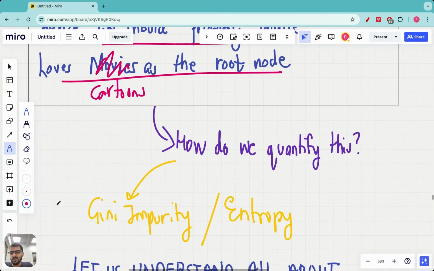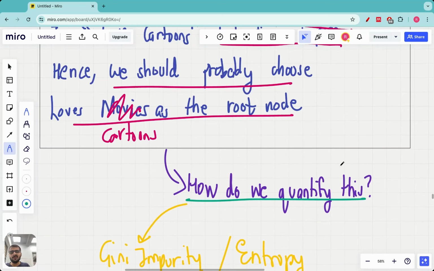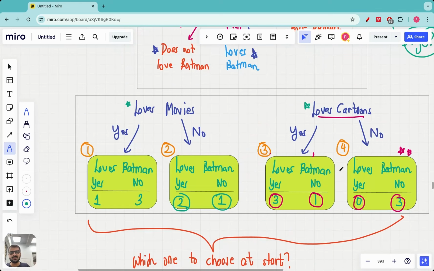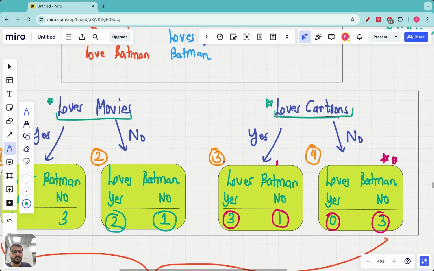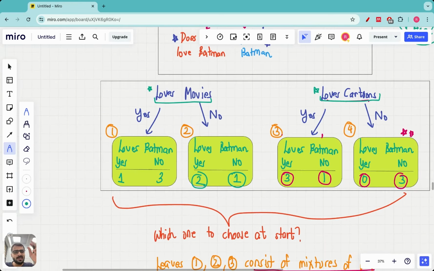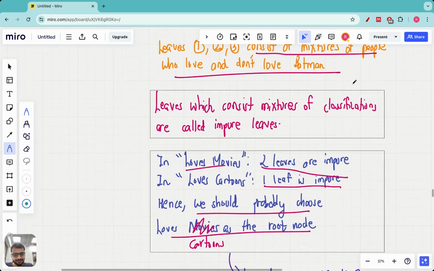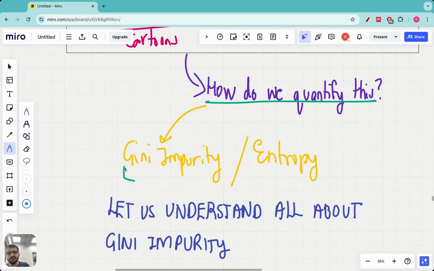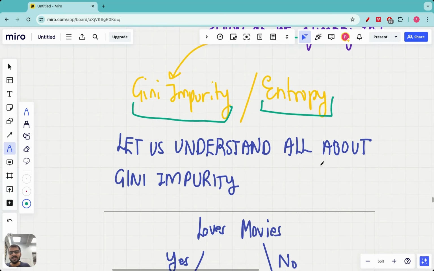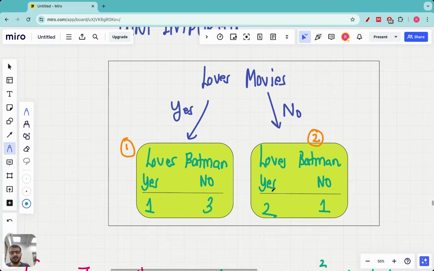The main question which we are going to ask in today's lecture is how do we quantify this? How do we quantify the impurity in these two questions? So if we can assign a mathematical number to the impurity for the loves movies question, and we can assign a mathematical number to the impurity for the loves cartoons question, then we can easily look at two numbers, look at the question which has lower impurity and choose that as the root node. So today we are going to look at two measures to quantify this impurity. The first is Gini impurity and the second is entropy. So let us get started with understanding all about the Gini impurity.